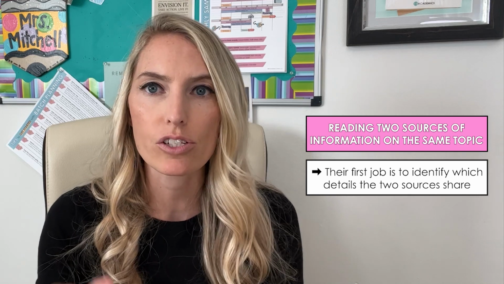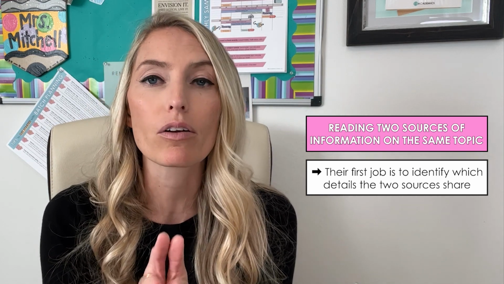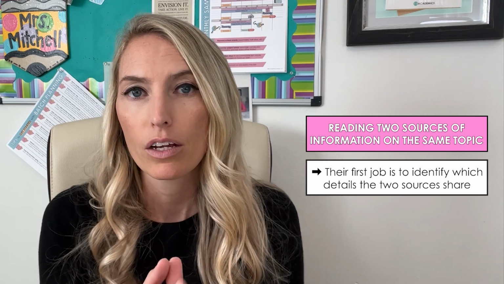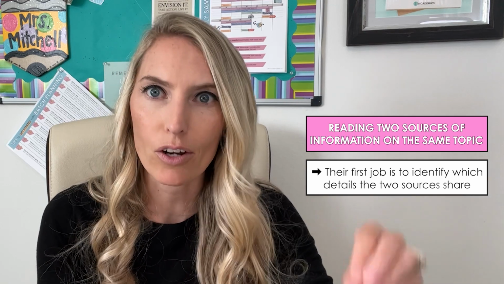And once they're there, a way that students can do this is when reading 2 sources of information on the same topic, you want to tell them that their first job is to identify which details the 2 sources share. And those details, those are most likely to be true when they are agreed upon between writers. Now, after you explain that to students, then they get to practice with it, right? You can't just tell them they got to go practice with it.